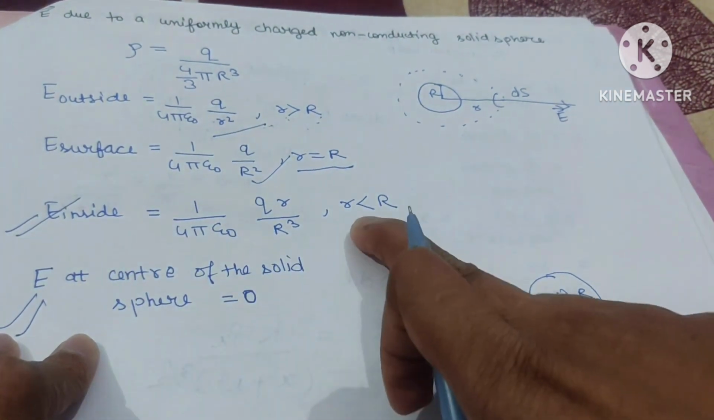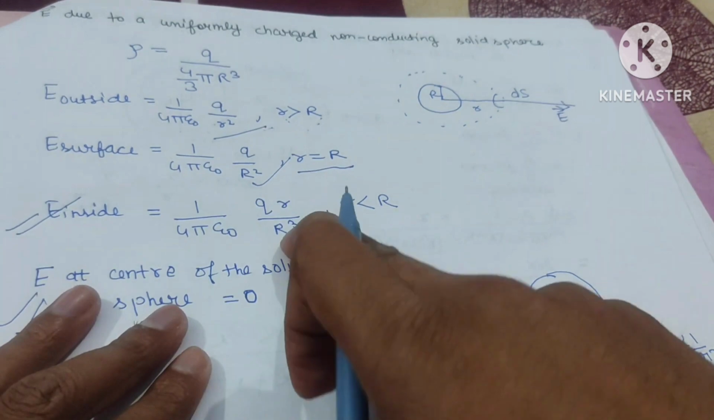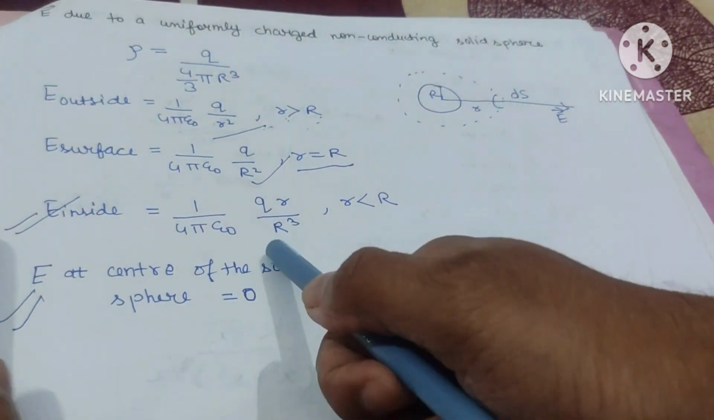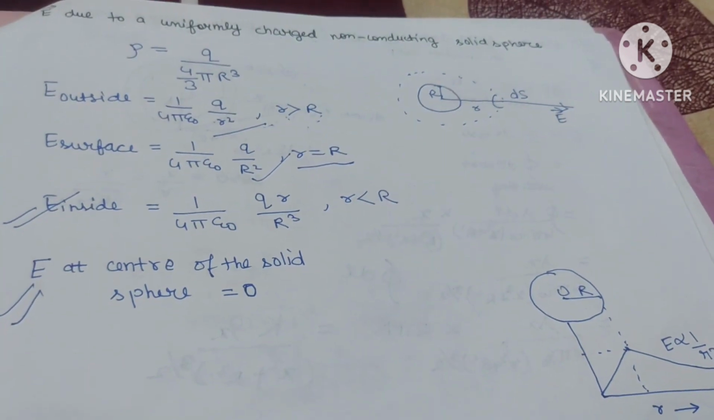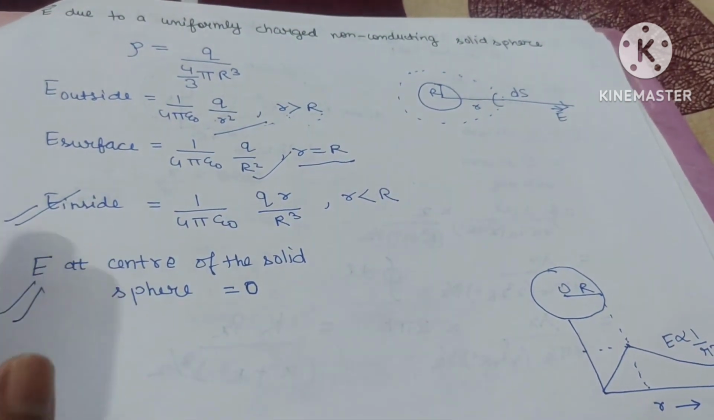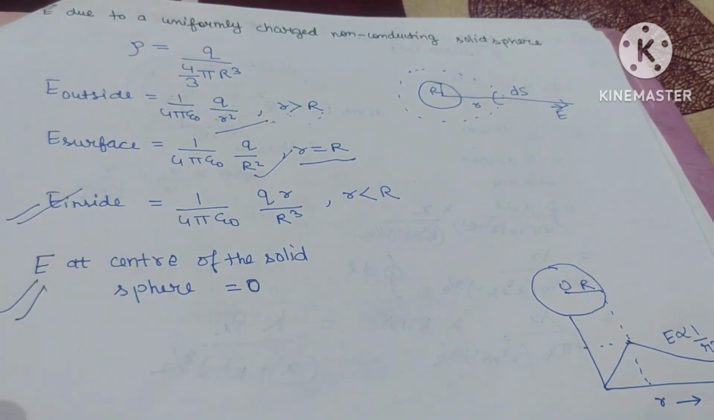Okay, E inside is equal to qr by R cube. Okay, so that is it. And in the hollow sphere, E inside is 0. Okay, that's it. But here we have the concept of 0 at the center of the solid sphere. So, okay.